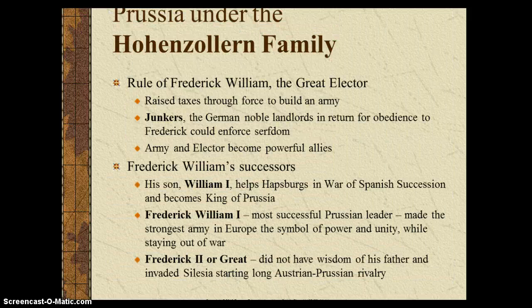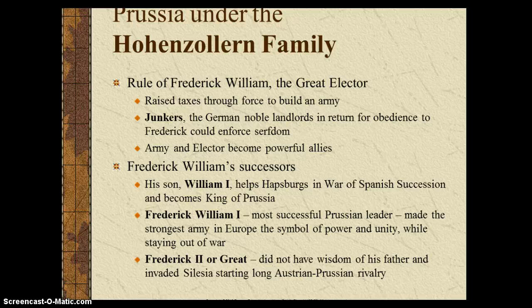Now we move under Prussia. Now this is an important name if you're doing the Prussia project. Hohenzollern family is the name of the family who's ruling. It's the rule of Frederick William, the Great Elector, and this is an important ruler. He raised taxes through force to build an army. That's huge. He built up the military with discipline. The Junkers were the German noble landlords in return for obedience to Frederick, so he could enforce serfdom. An army and elector becomes powerful allies.